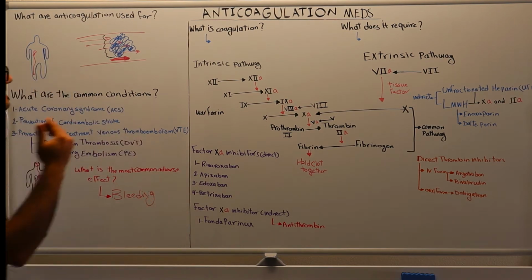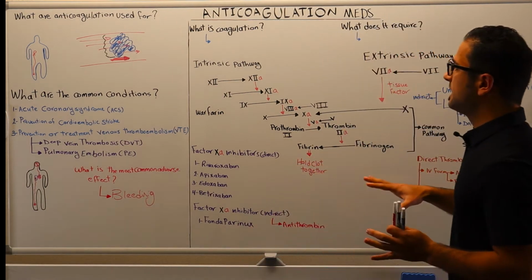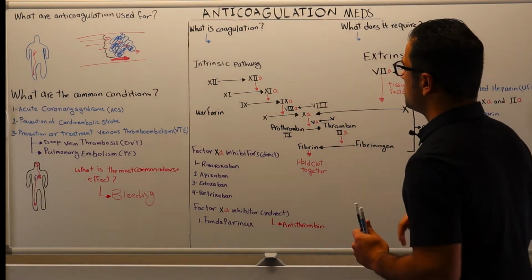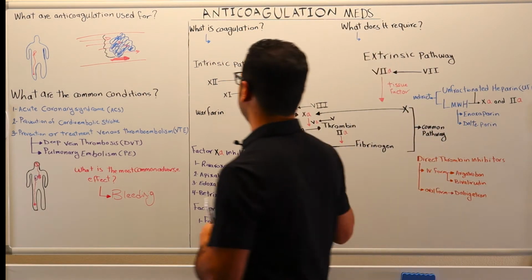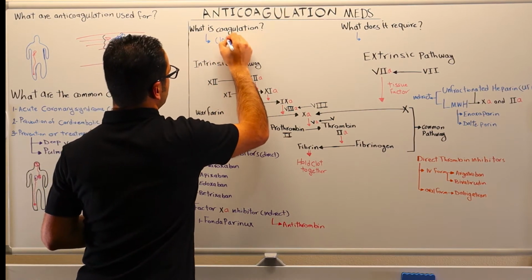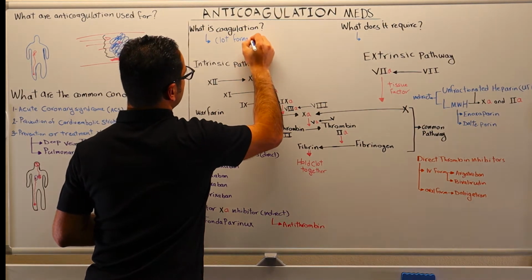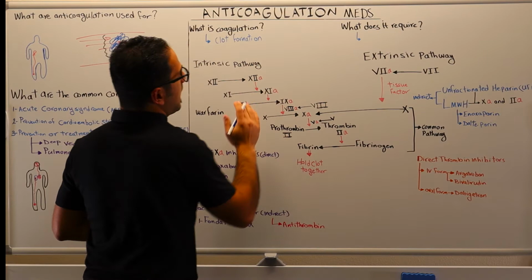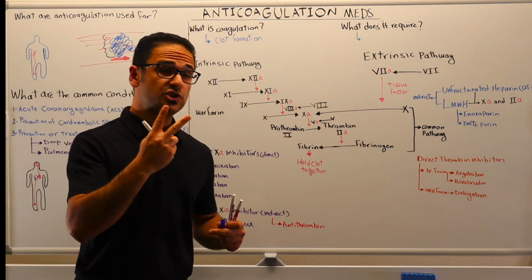So now moving to the second objective, which is knowing where on the clotting cascade these medications work. So what is coagulation? Coagulation is basically the process of clot formation. That's what coagulation is. And what does it require? So for coagulation to happen, it requires two things.